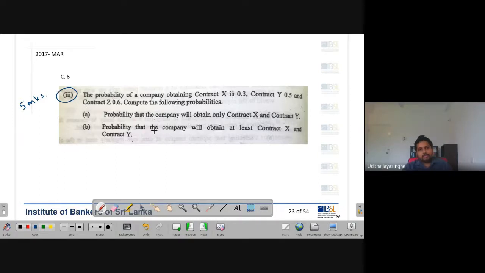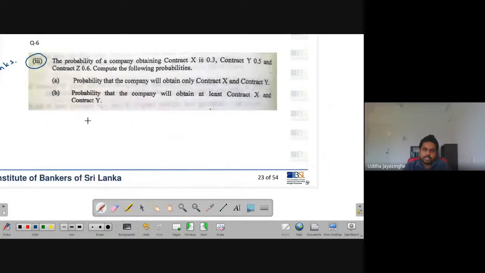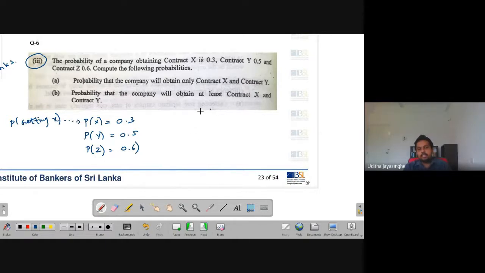Okay, part number 3. We'll quickly read it together. The probability of a company obtaining contract X is 0.3. Contract Y is 0.5 and contract Z is 0.6. There are 3 contracts. I'm going to just write Px as the probability of obtaining X. I have to define it, but in the interest of time, I'm quickly writing without writing my assumption. Probability of getting contract X successfully is what I meant by Px. Compute the following probabilities.